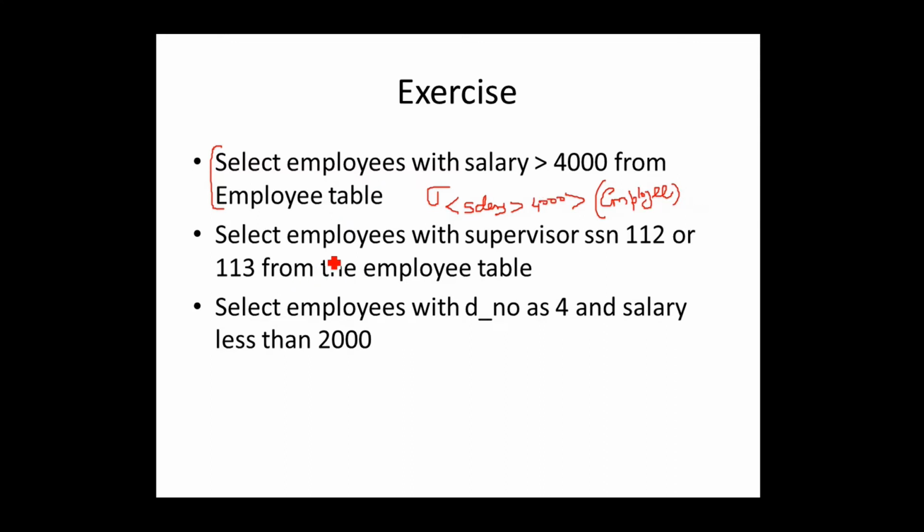Can you take up this query? Select employees with supervisor SSN 112 or 113 from the employee table. Now we are using an OR operator and we have to select only supervisor SSN should be 112 or 113 from the employee table. How can you write query for this? So it's a select operation. The condition is supervisor SSN should be equivalent to 112. It's an OR operator and supervisor SSN should be equivalent to 113. It's 112 or 113. On which table? Again, it's the employee table.